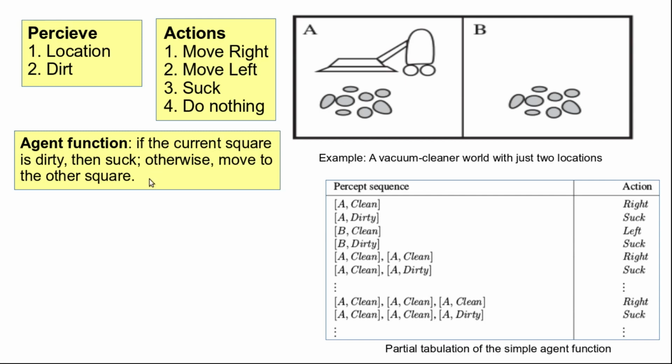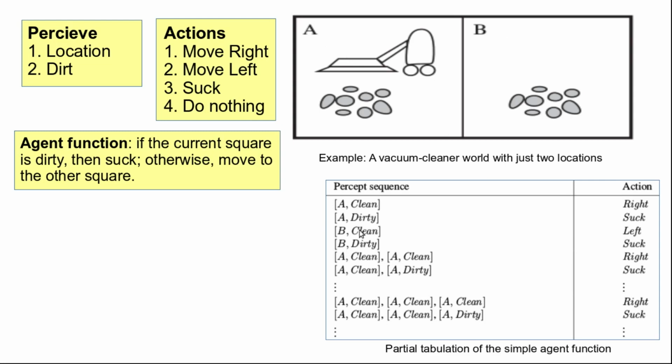So again, as per the agent function, if it is clean, we have to move to the other square, and since we are in room B, if we try to move to the other square, that is, we try to move to room A, then we have to move left. So the action becomes move left.